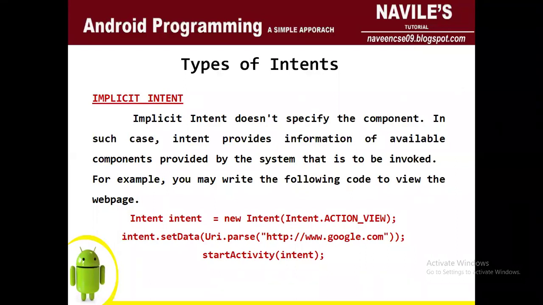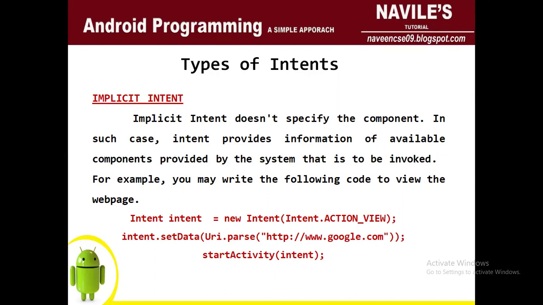We have types of intents, like implicit intent. Implicit intent does not specify the component. In such a case, intent provides information of available components provided by the system that are to be invoked. For example, you may write the following code to view a web page. We are creating a variable of intent, instantiating it with an action view. Then we set the data, where we parse a URL, google.com.